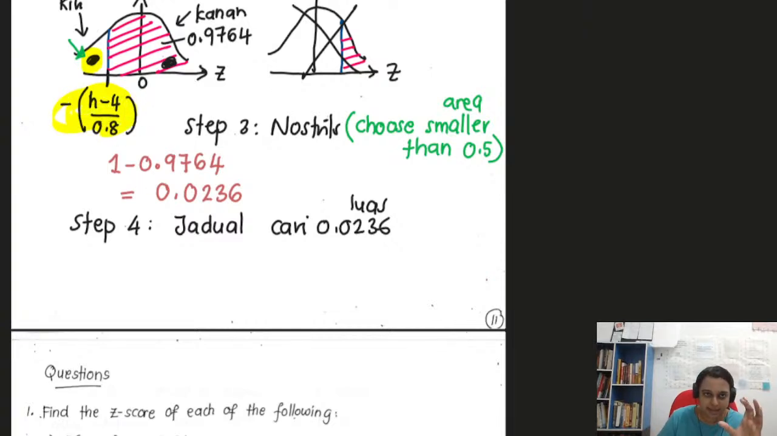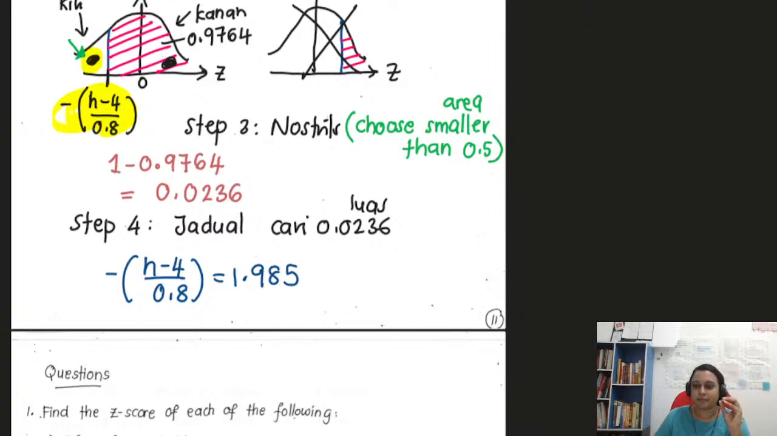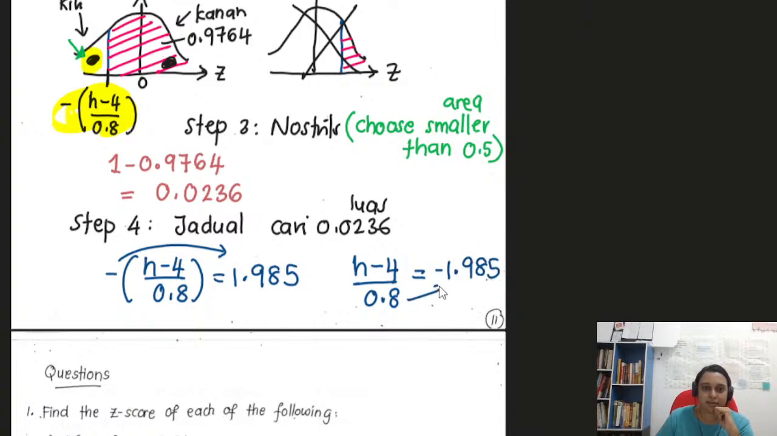So you take that answer: negative h minus 4 over 0.8 is 1.985. Okay, so from here we find the h. The negative, teacher brings to the other side. H minus 4 equals negative 1.985. Okay, cross multiply.